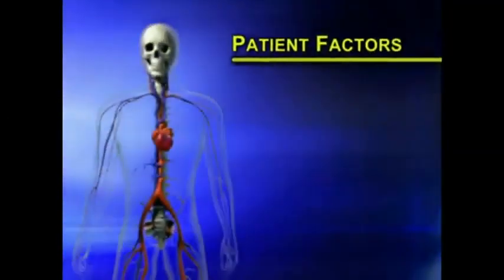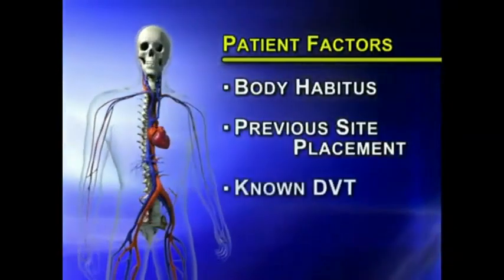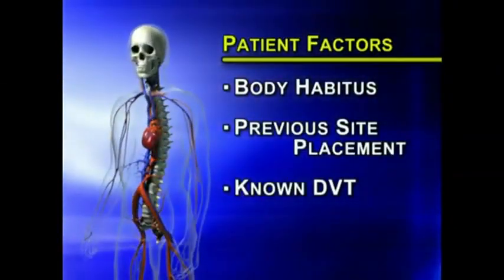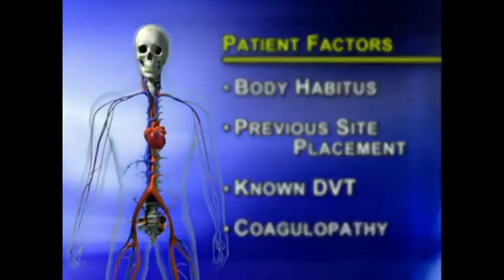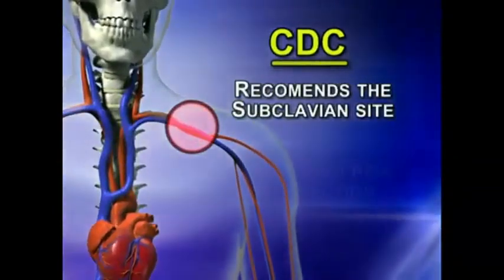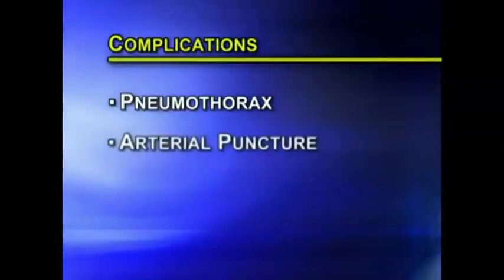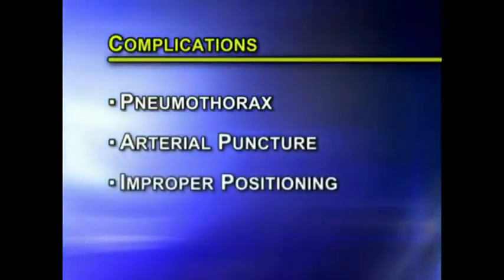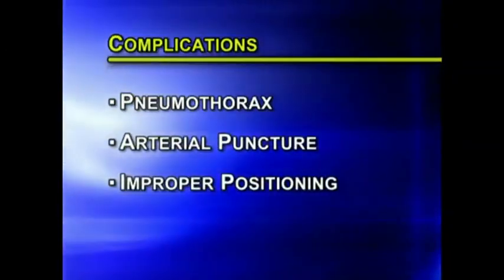Patient factors such as body habitus, previous site placement, or known DVT may also influence the insertion site. Of course, coagulopathy must always be considered. The CDC recommends the subclavian site for insertion because of its decreased risk for infection. Complications include pneumothorax, arterial puncture, and improper positioning. We will describe the technique for subclavian central venous catheter placement.